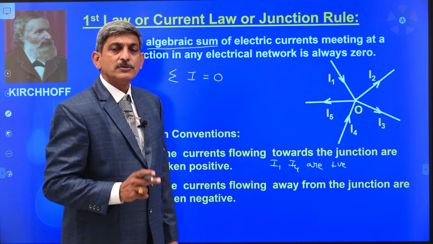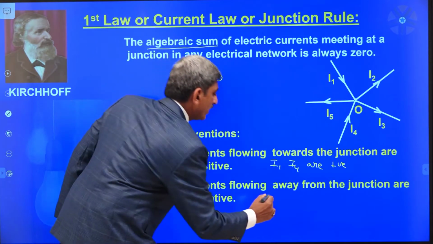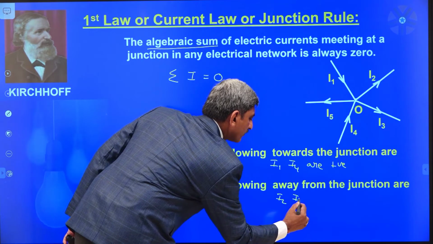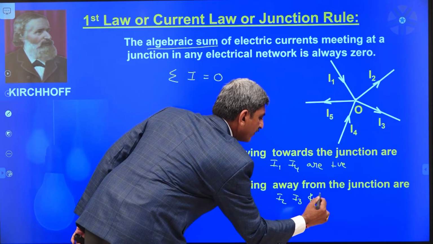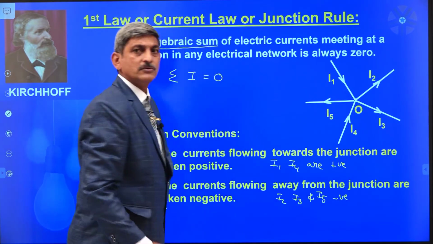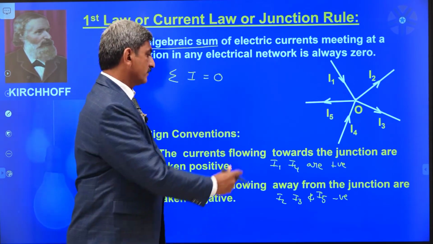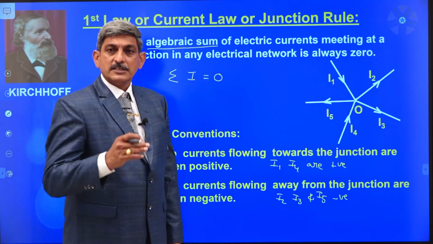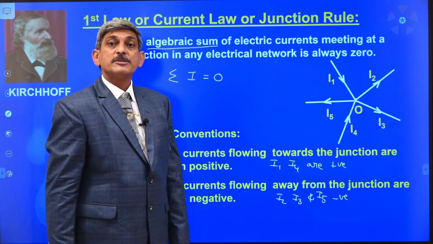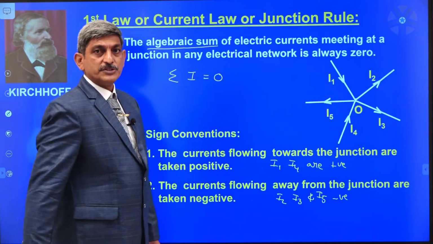Whereas I2, I3, I5 are flowing away from the junction, so we have to assign a negative sign. We had to assign a negative sign while adding the currents. That means we are going to assign signs for the currents while applying the algebraic sum of the currents. Now, sigma I is equal to 0.